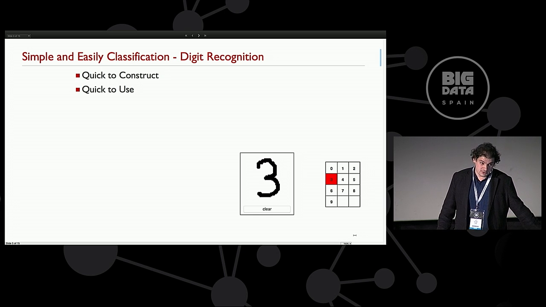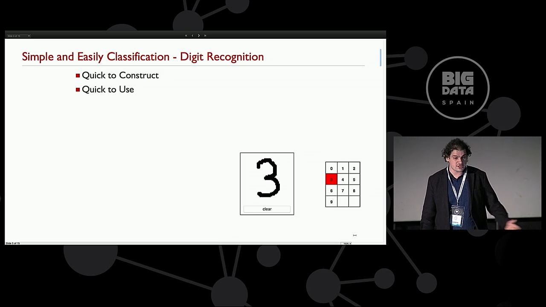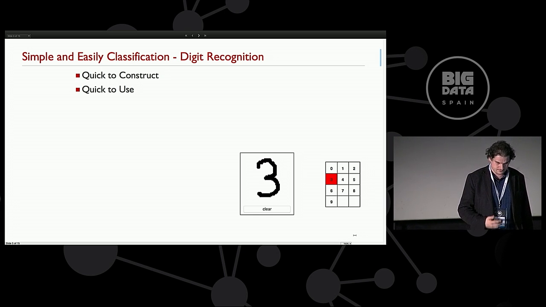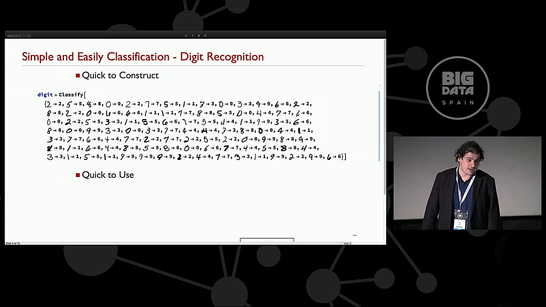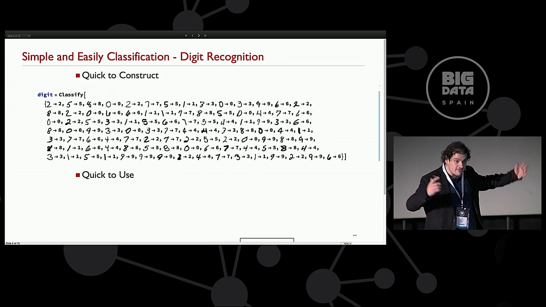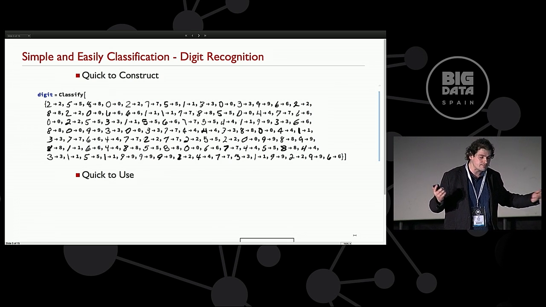So let's show you an example. Digit recognition. They're very, very quick to construct. So here we have this Classify function. Hopefully this makes sense to you.